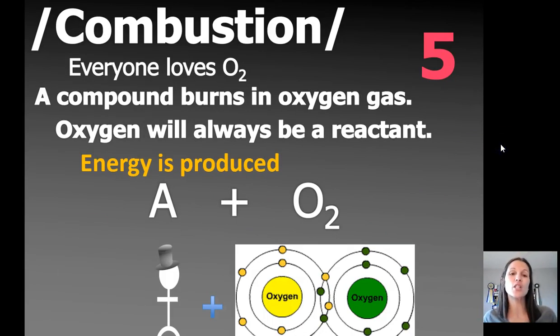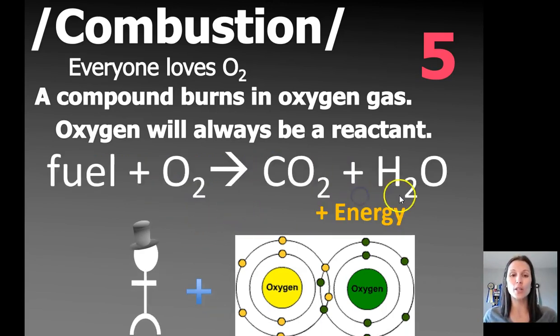The 5th type of reaction is the combustion reaction. Now this is when a compound burns in the presence of oxygen. So for a combustion reaction, when you look at that equation, oxygen must always be a reactant, and there's always a form of energy produced, most usually heat and light. If you think of a burning candle, you get heat and light. So you have a compound A reacting with oxygen.